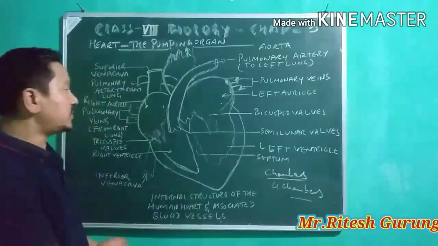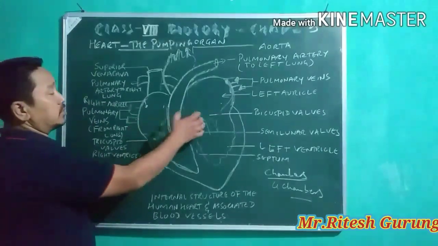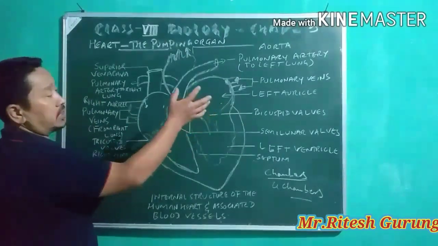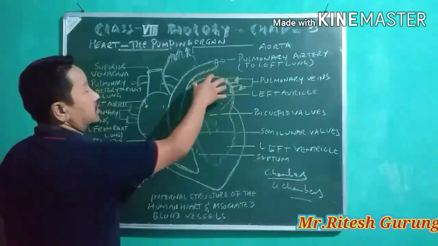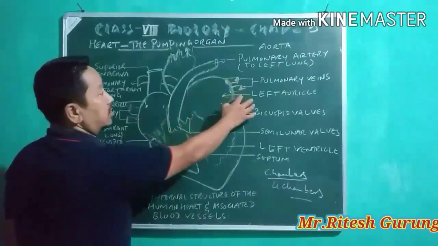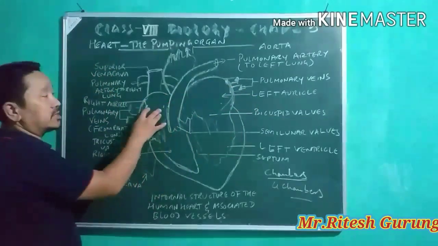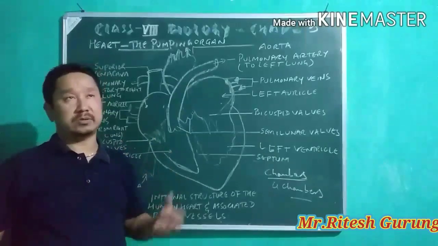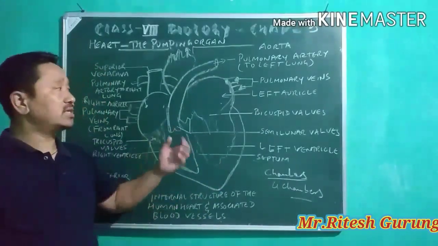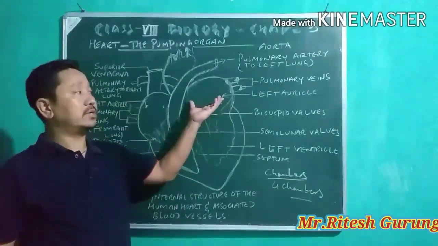Alright, and the blood, what actually happens is that it flows first through the upper chambers of the heart, that is, your left auricle and the right auricle. They actually receive the blood first.